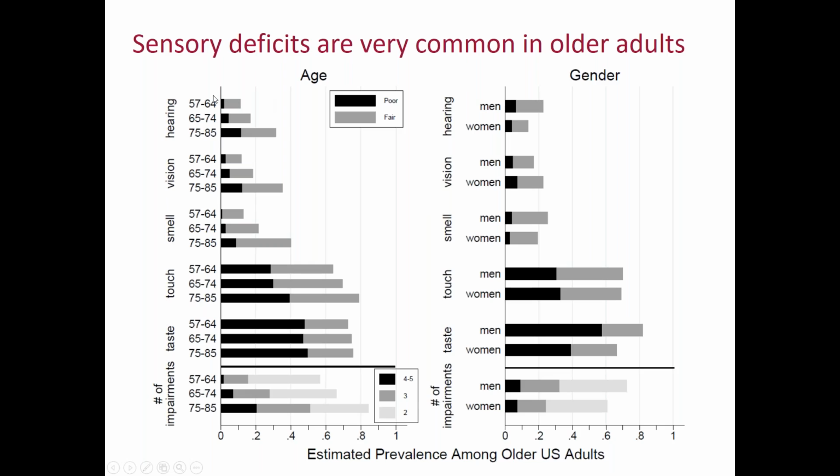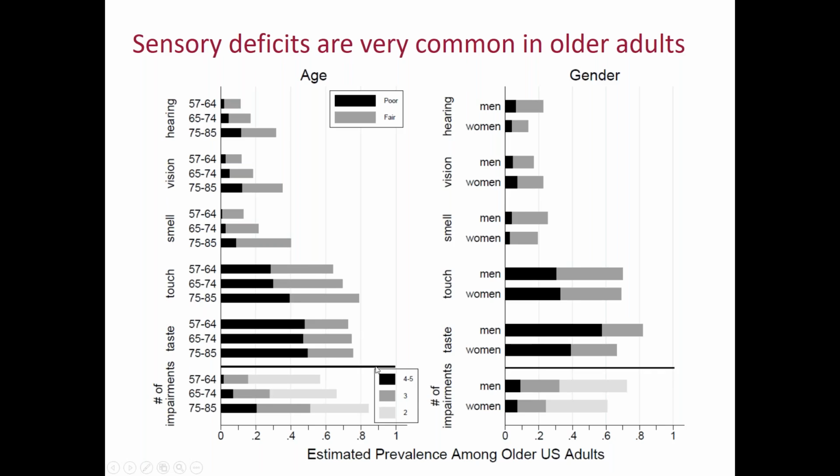Here you can see that deficits in essentially almost all of these areas go up with age, with the exception of taste, which is highly prevalent. Taste problems are highly prevalent in all of our age categories here. But in the others, you can see a marked increase in the amount of people who have fair or poor function as you go up in age, with hearing, with vision, with smell, and with touch.